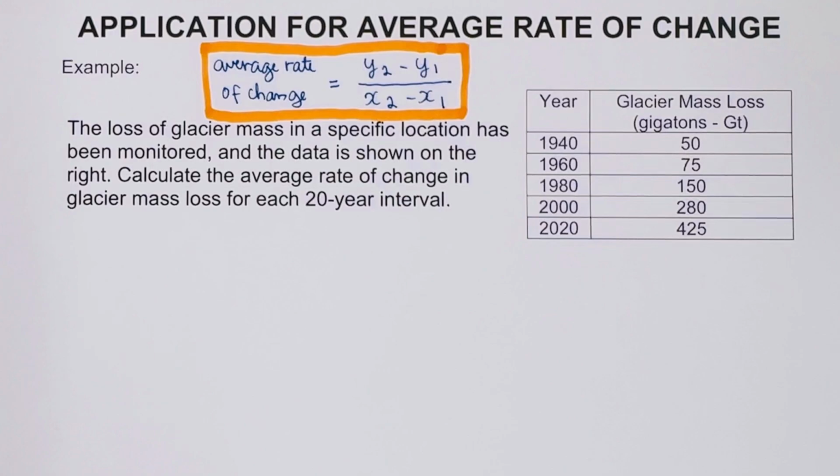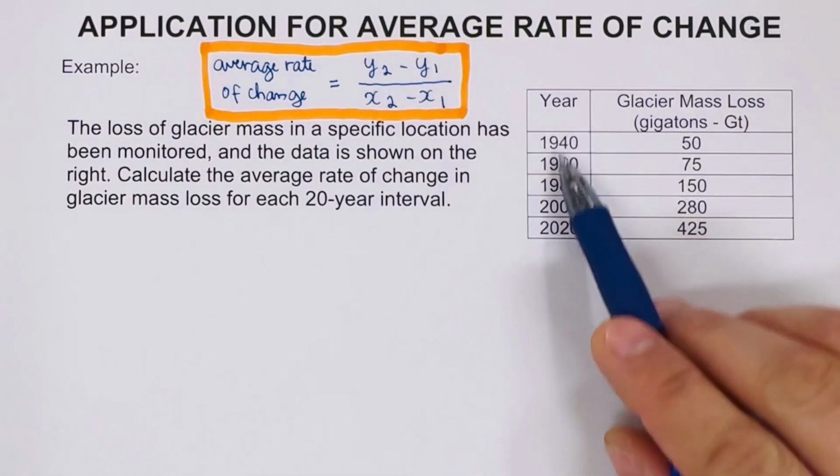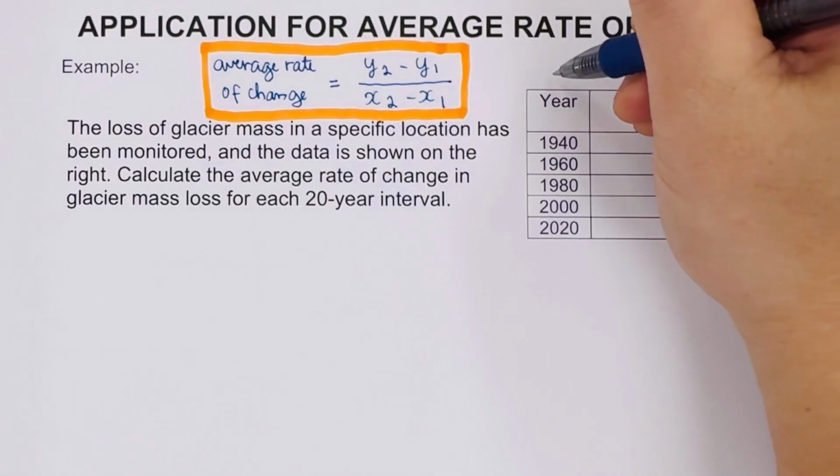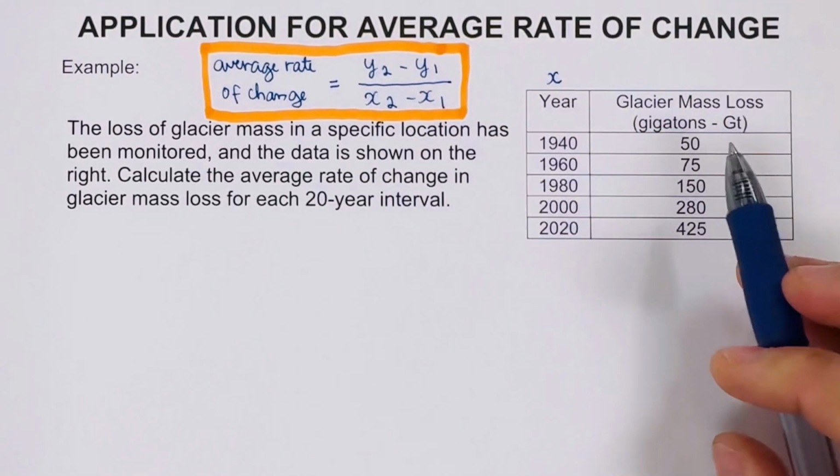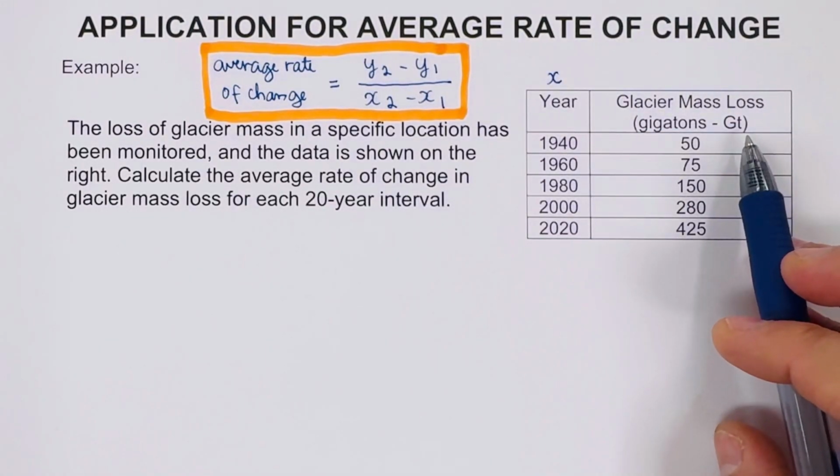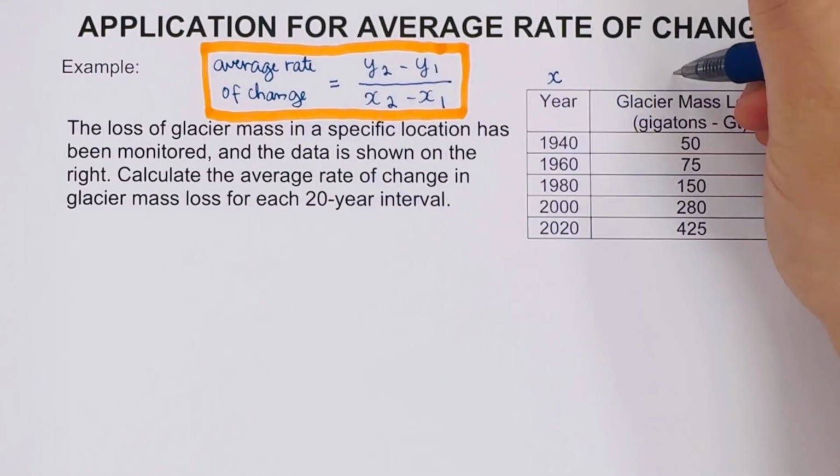So the loss of glacier mass in a specific location has been monitored. The data is shown on the right. So this data right here. Calculate the average rate of change in glacier mass loss for each 20-year interval. So we have here the year. We will represent this as our X. Well, the glacier mass loss in gigatons will be the Y.